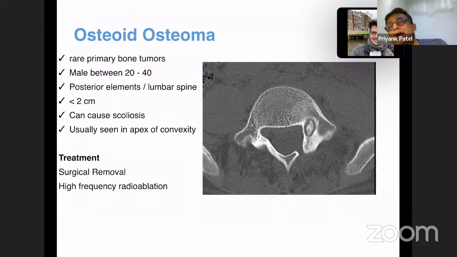The next tumor that we have is osteoid osteoma. Now, osteoid osteomas are again rare primary bone tumors.